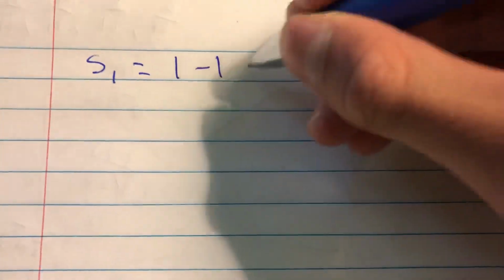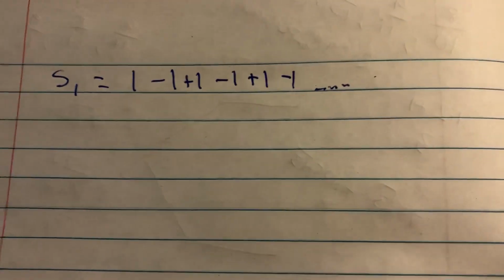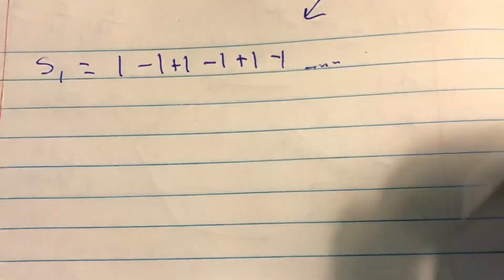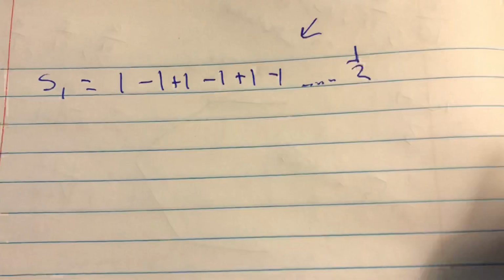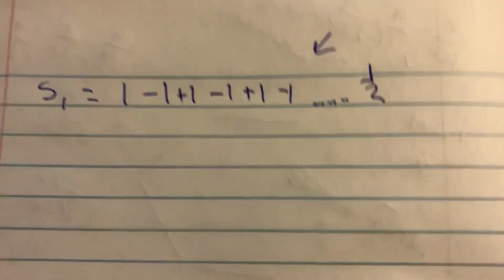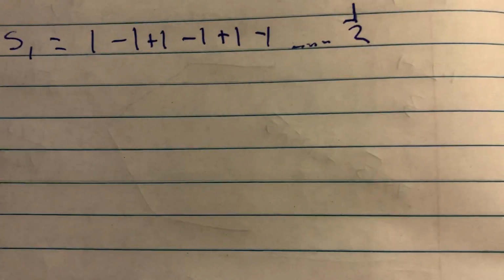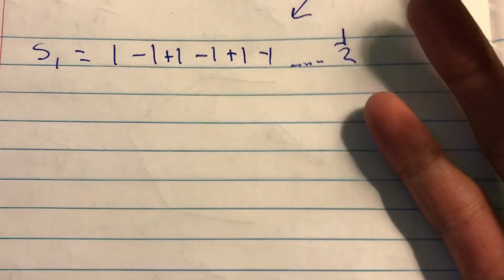Okay, we're gonna move back up here. So let's start off with a sum we know, S1. We're gonna call this sum S1, okay? And this sum is gonna be 1 minus 1 plus 1 minus 1 plus 1 minus 1, all the way, keep going. In a previous video, I proved that this sum right here is equal to 1/2. If you don't know why, then I suggest you watch that previous video.